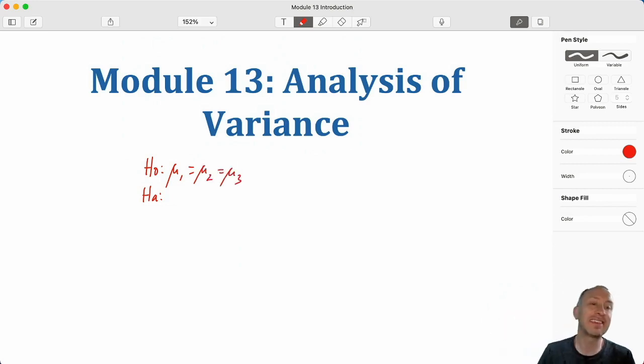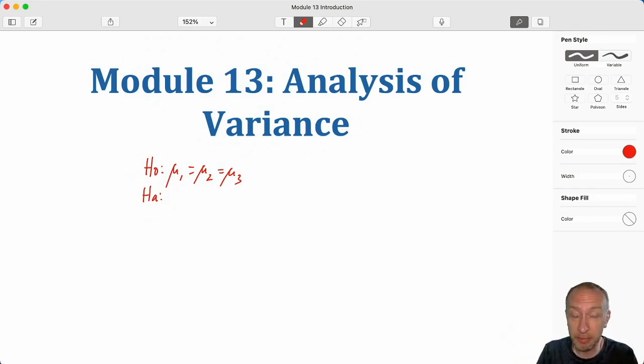So again, this is somewhat of an extension of what we've already looked at in Module 10, where we were looking at how to do tests on 2 population means. Well, now we extend that to 3 or more. So just like in Module 12, we were looking at how to perform multi-population tests on proportions. Well, here we are, multi-population tests on means.